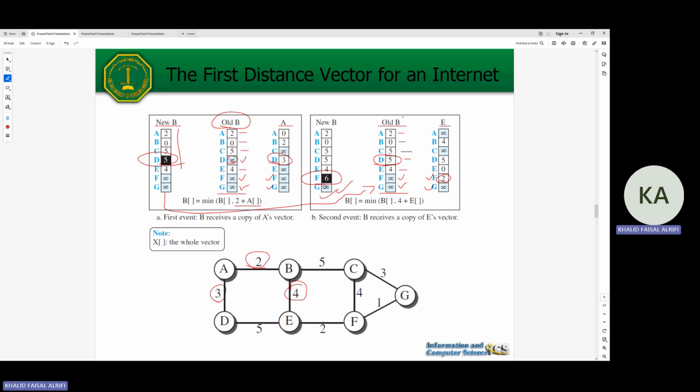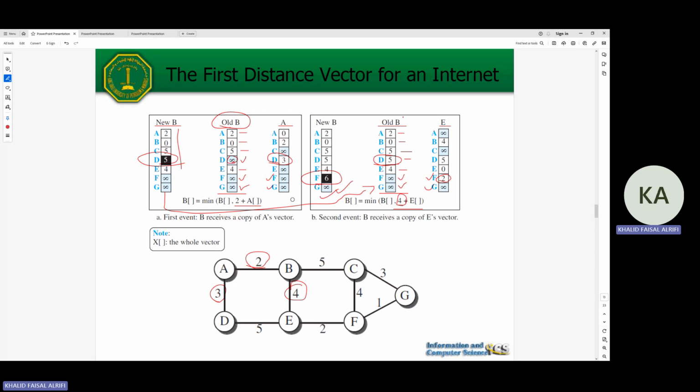But here in the example, he just gave you a copy of A and E to show you how to calculate. The only concept here is: do not forget to add the distance, or the weight, between the nodes after you get the new information about the node that is unknown in the distance vector you are currently trying to fill.